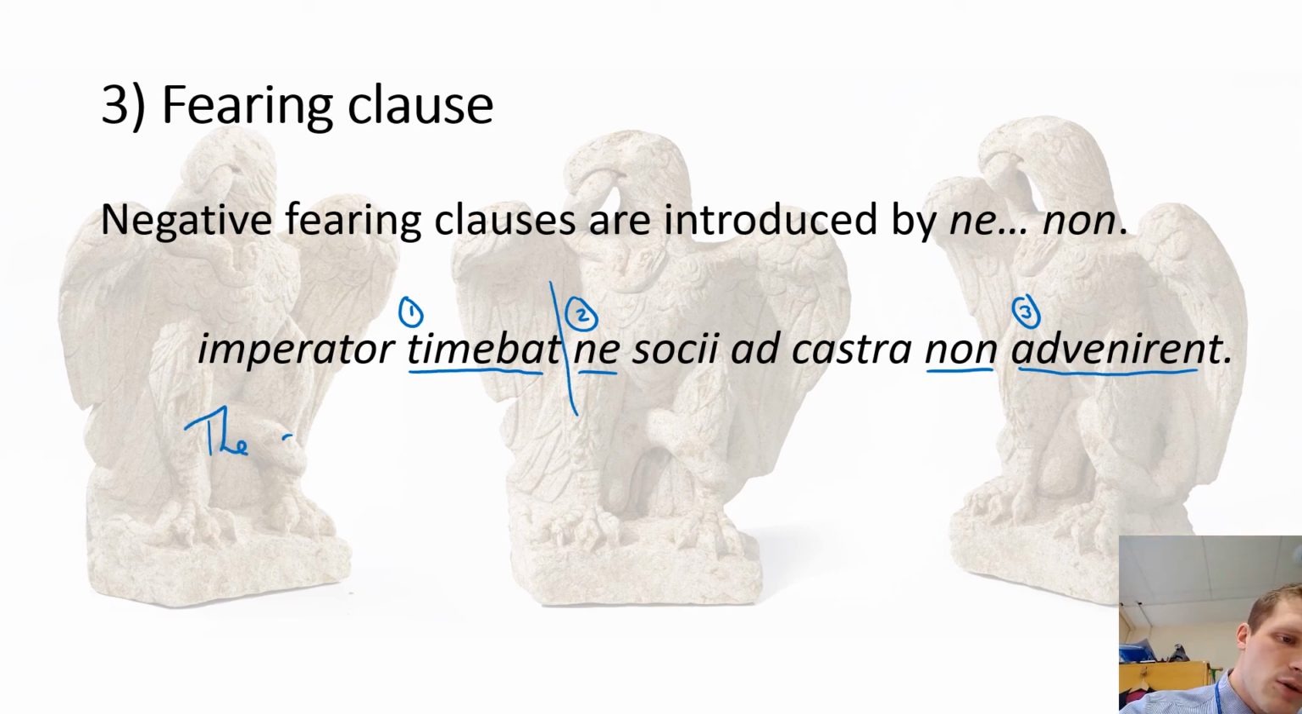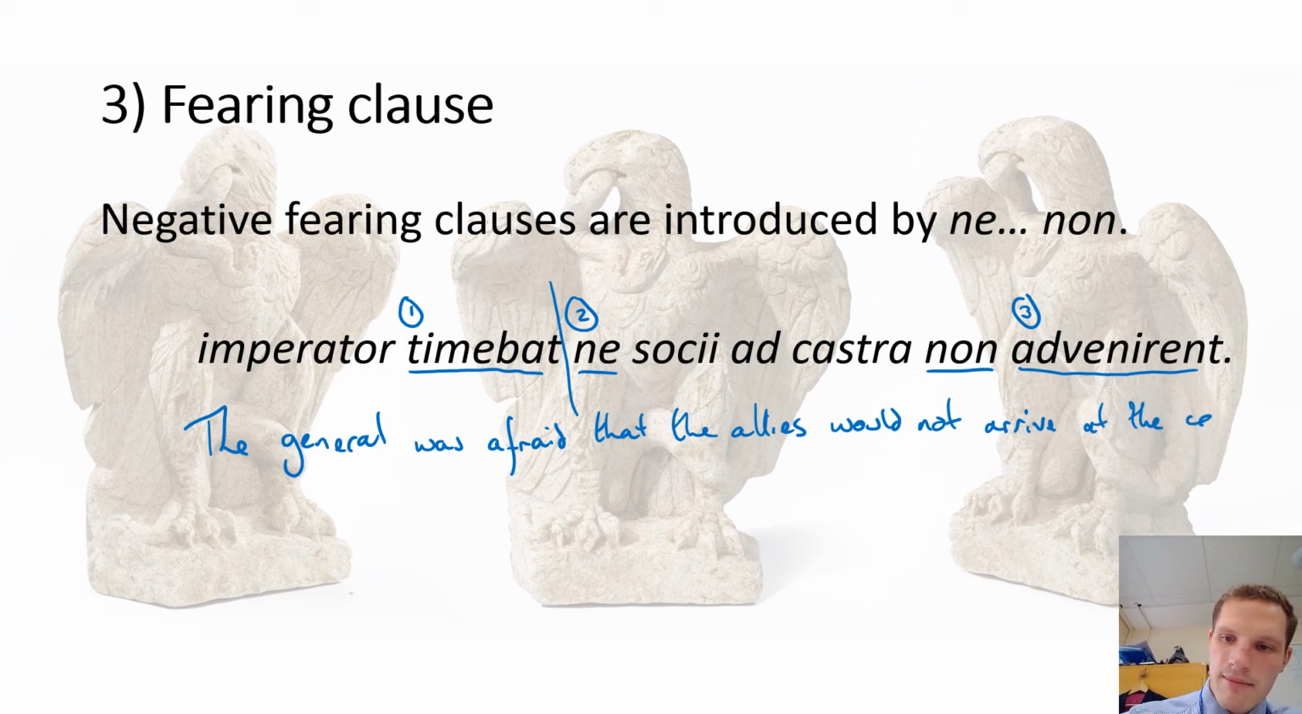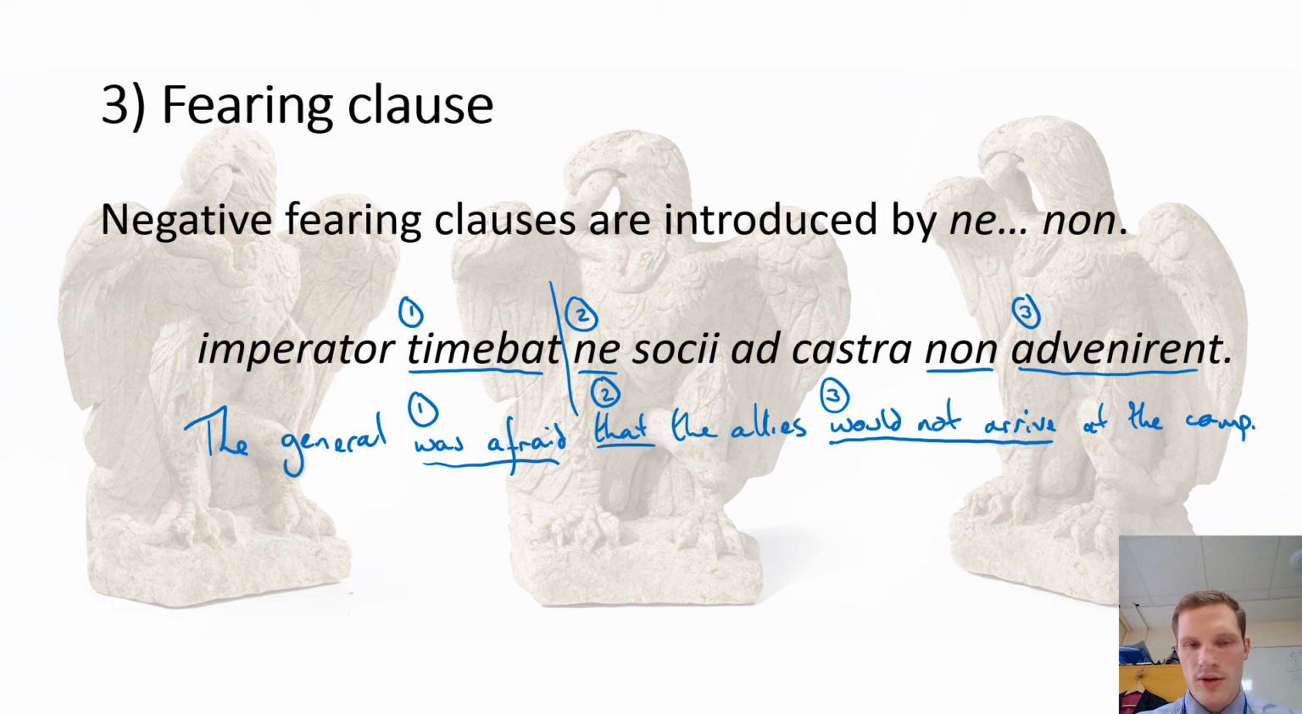So again, we're going to translate everything up to the ne first of all. So the general here, the general was afraid. Imperfect, but perhaps it might make more sense here to translate it like a perfect. So the general was afraid. Ne we translate as "that." The allies, and then we need to translate our subjunctive, remembering that it's a negative, that the allies would not arrive at the camp. So again, in terms of the different constituent parts, we can see in the English that we translate them in the same order that they appear in the Latin. We translate our "was afraid," our verb of fearing first, then our ne, and then finally our subjunctive. And this time, because we have the non in there as well, it would not do something.